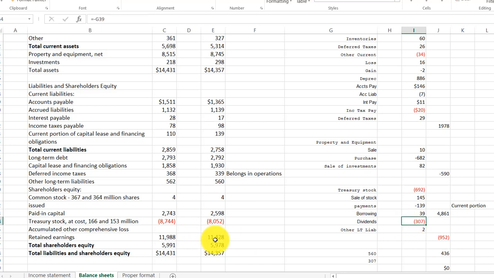Dividends is, again, we look at the difference in retained earnings and compare it to our original net income. If it didn't go up by the amount of the net income, then the amount that it differs is dividends. And then we have the last account to check off, other long-term liabilities.